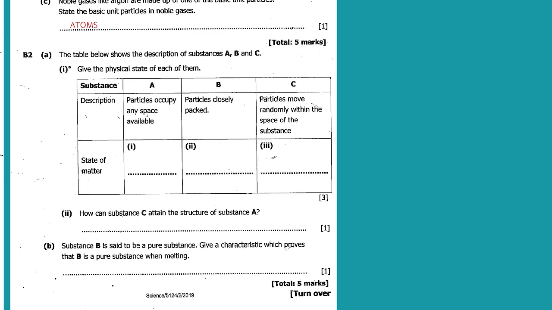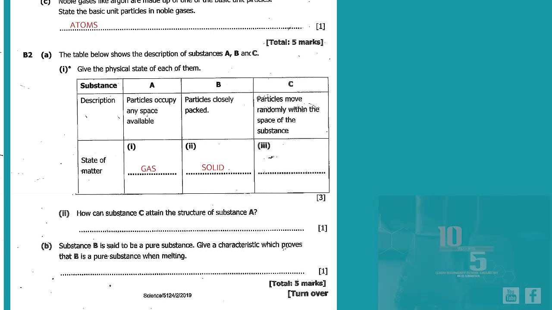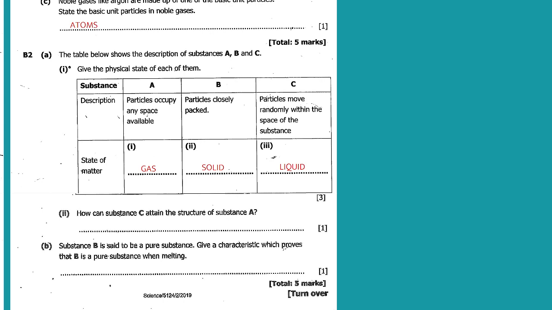B2. A. The table below shows the description of substances A, B, and C. 1. Give the physical state of each of them. So the description of substances. A. Particles occupy any space available. So any space available, that's a gas. B. Particles closely packed. Remember, solid, the particles are closely packed, and the particles don't move, they only vibrate. C. Particles move randomly within the space of the substance. So that is a liquid.